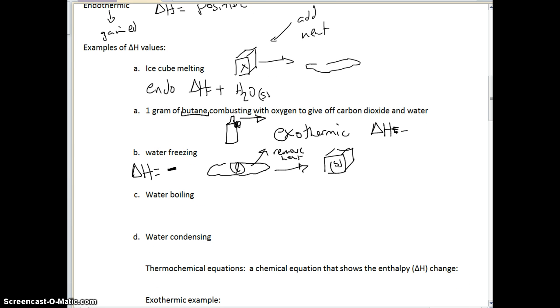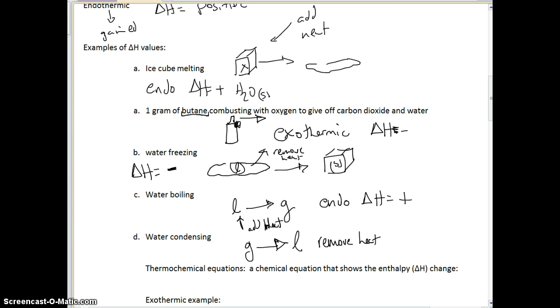Water boiling, we're going from a liquid to a gaseous form, and the only way to get it there is to add heat. I lie when I say that's the only way, because there are other ways to get it there. Pressure changes do it as well. But we're going to add heat in most cases if we're at standard conditions. So adding heat is endothermic, and delta H is going to be positive. Last one is water condensing, which is the complete opposite of water boiling. So going from a gas to a liquid, because we are removing heat. And delta H, again, is going to be negative. It's an exothermic reaction.